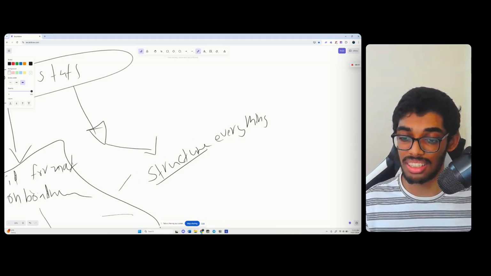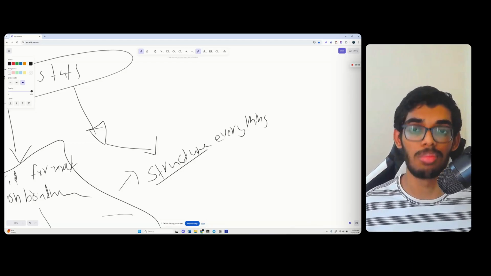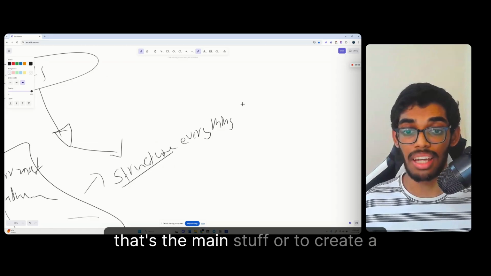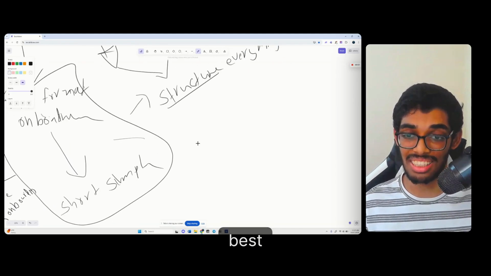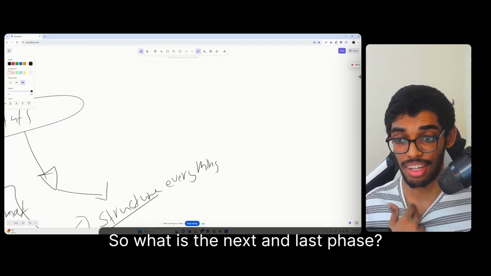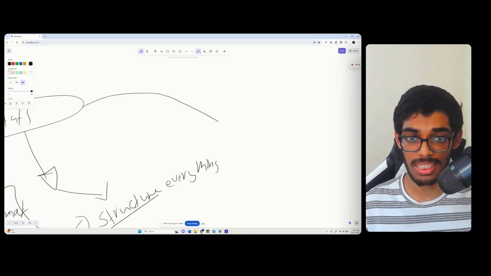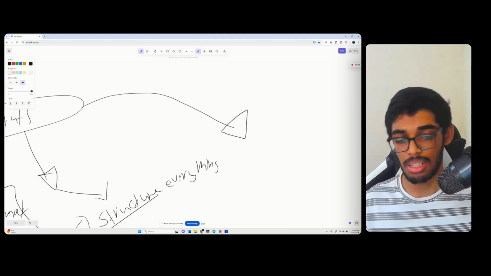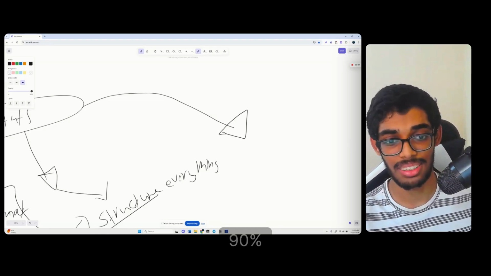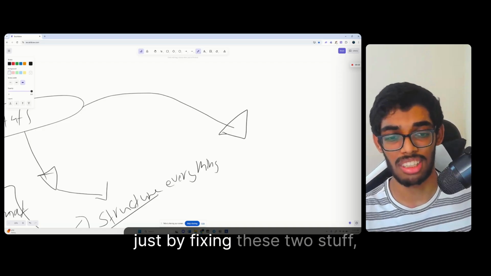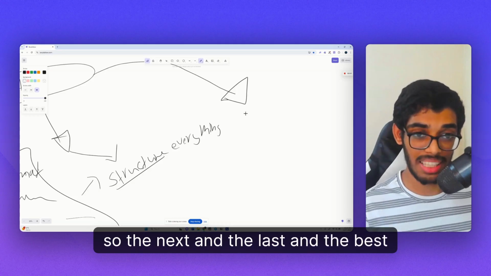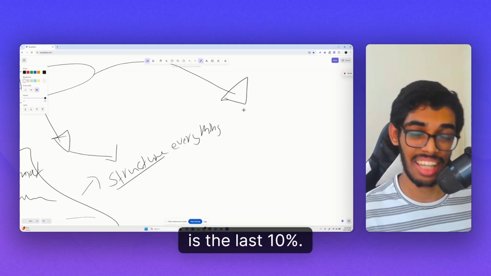Combined with this, the video format, boom, everything is good. Structure and video format, that's the main stuff to create the best onboarding experience. So what is the next and the last phase, right? The last phase. By now you could get easily like 90% of everything, just by fixing these two things. So the next and the last and the best phase is the last 10%.